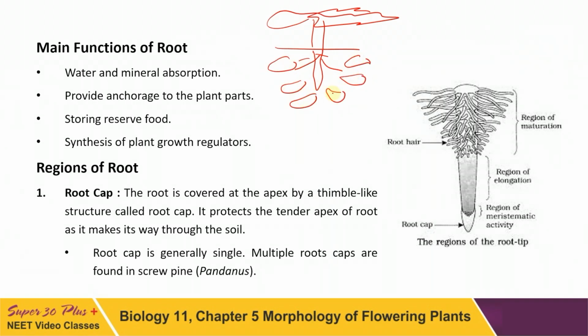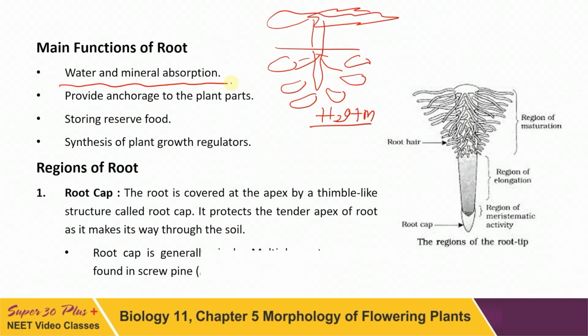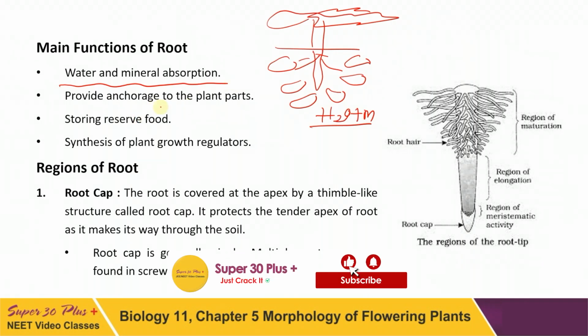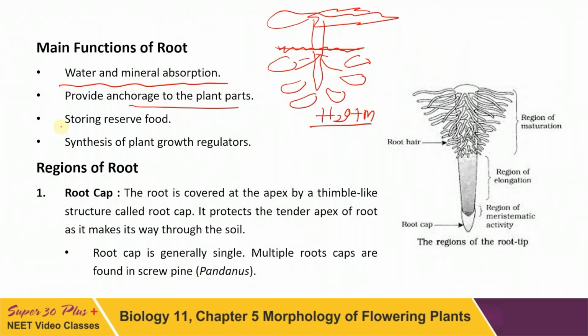These are the soil particles. The water and minerals present in the soil will be absorbed by the root. The main function of the root is absorption of water and minerals. It provides fixation, that is, the roots fix the plant in the soil. Storing reserve food: the food synthesized in the leaves will be transported to the root, and it may be stored here.